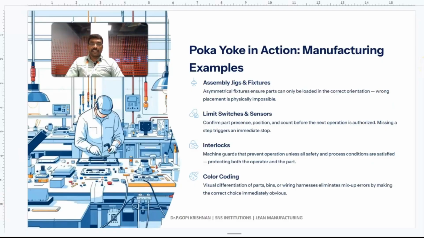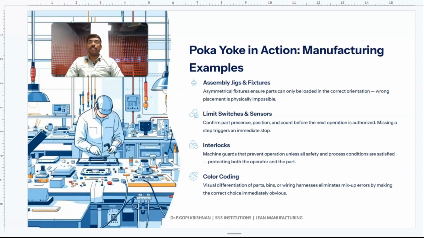Here are the practical examples of the implementation of Poka-Yoke in manufacturing activities. In literally all manufacturing activities, the Poka-Yoke principle can be implemented. It can be the assembly of jigs and fixtures, or the manufacturing of limit switches and sensors, or interlocks, or it can be color coding.